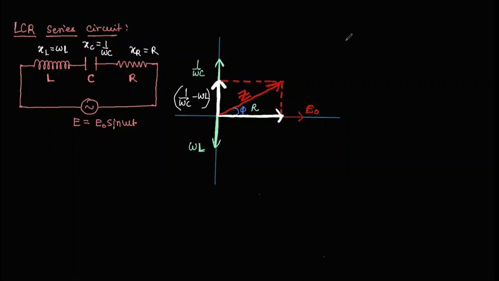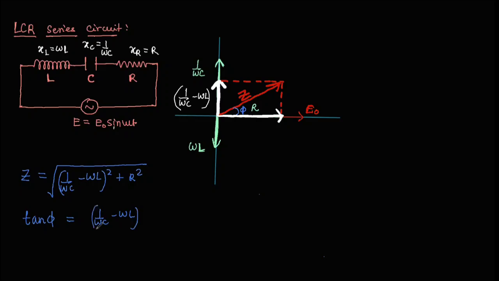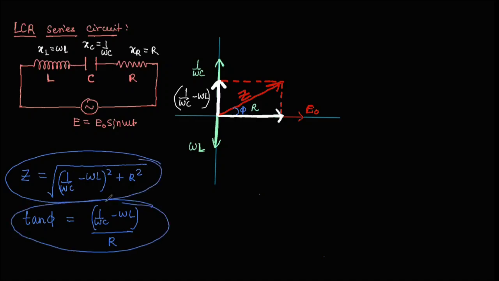So the value of Z is written as the square root of (1 by omega C minus omega L) whole square plus R square, and the value of phi can be written as tan phi is equal to (1 by omega C minus omega L) upon R. So this is the value of the impedance offered by the circuit, and this is the phase angle that we have calculated.